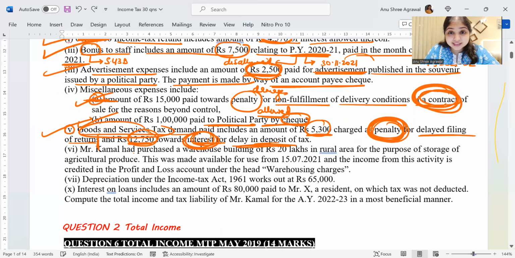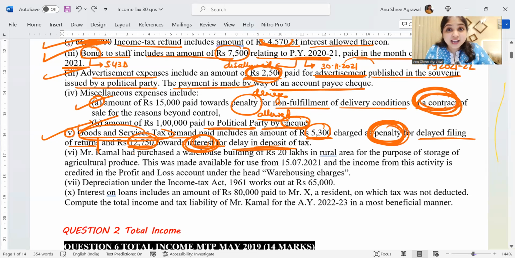Mr. Kamal, guys, the star adjustment of this question. Listen carefully. Mr. Kamal had purchased a warehouse building of 20 lakh rupees in the rural area for the purpose of storage of agricultural produce. Does some section come to your mind? Amazing, Shana, look at the speed. Which section comes to your mind, guys? Section 35AD should come to your mind, because the assessee has a warehouse for storage of agricultural produce.